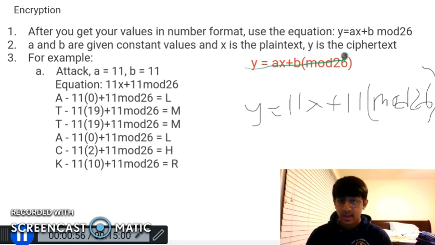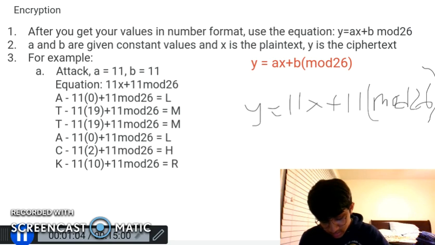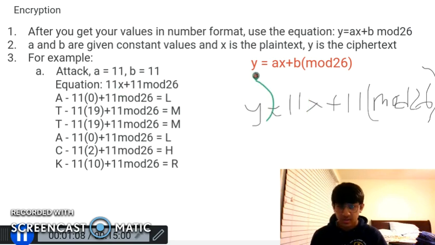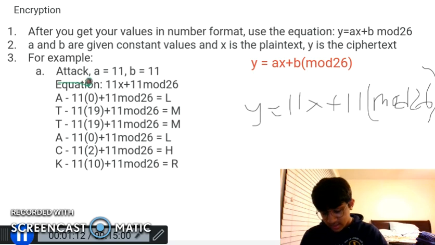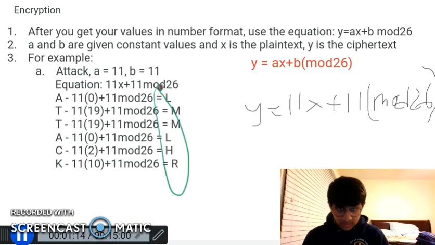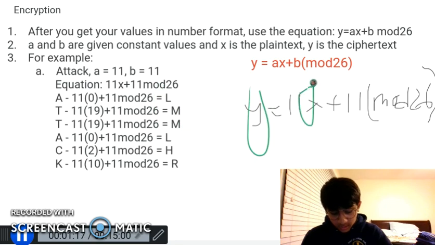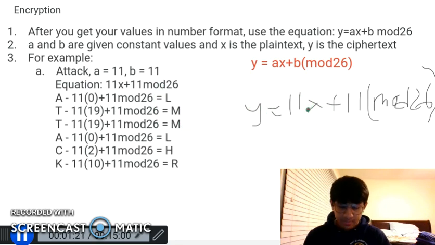So you have 11x plus 11 mod 26, and that's going to be your formula y equals ax plus b. After you get those values, what you have to realize is that a and b are going to be the constant given values. x is going to be plain text, and y is going to be ciphertext. For these kinds of questions, they'll give us a plain text. In this case, the plain text is going to be attack, and we have to come up with a ciphertext. So we have to plug in numerical values for the x, and we'll get our y.